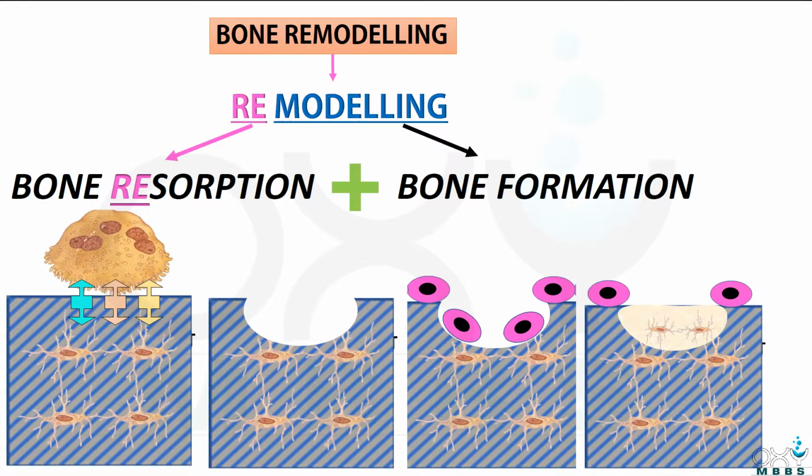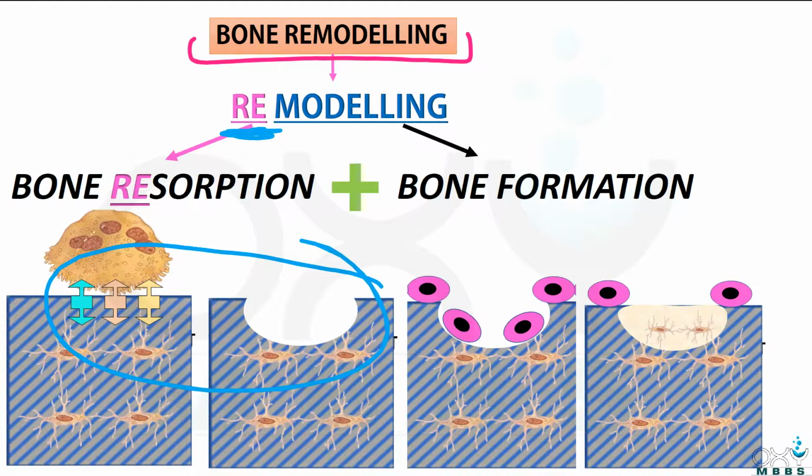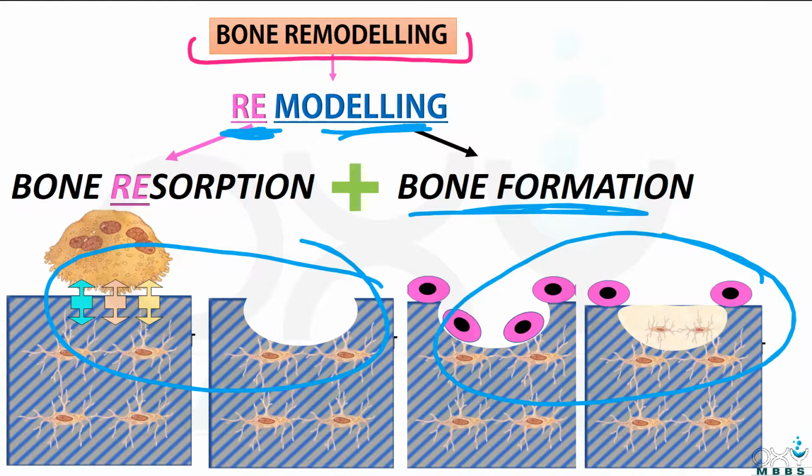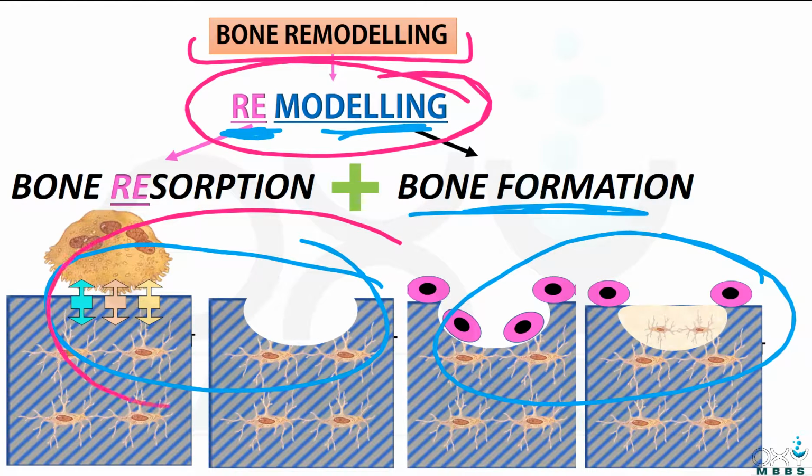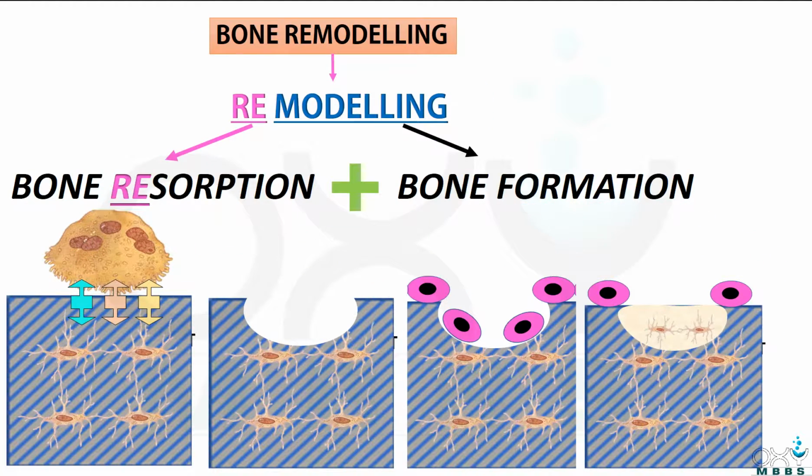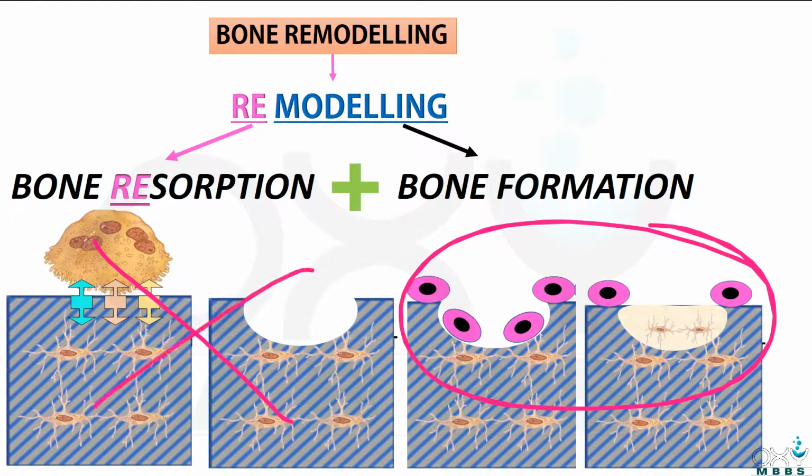Now again, what is bone remodeling? In remodeling, there is resorption of bone, and in modeling, there is bone formation. So here is bone formation. Remodeling is actually a combination of bone resorption and bone formation. And if there is only bone formation without bone resorption, then it is called only modeling.